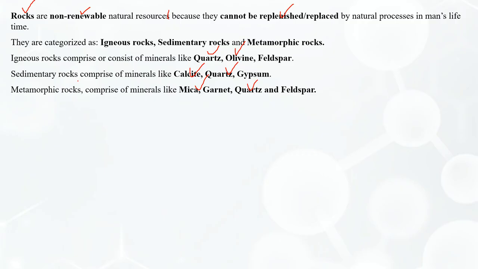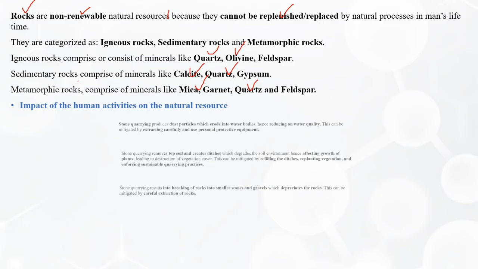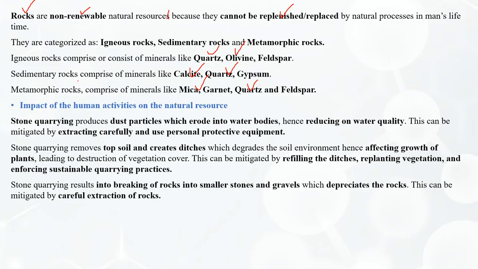Now, don't forget, in the second paragraph is where we said that we identify the human activity affecting the natural resource. And then we tell how it occurs, how it affects, and how it can be mitigated. Let's look at our next paragraph.